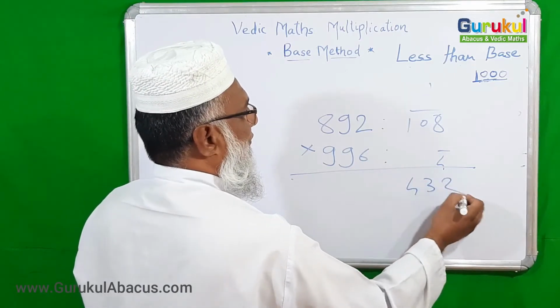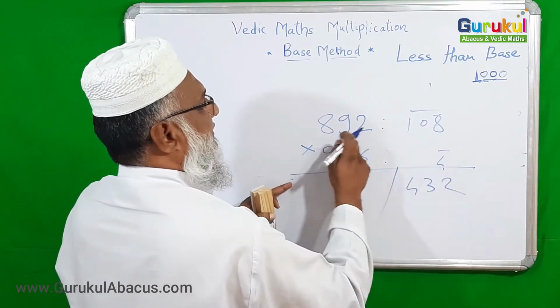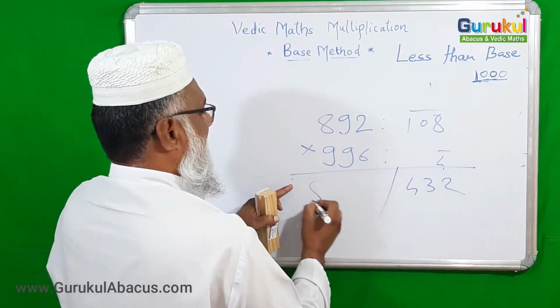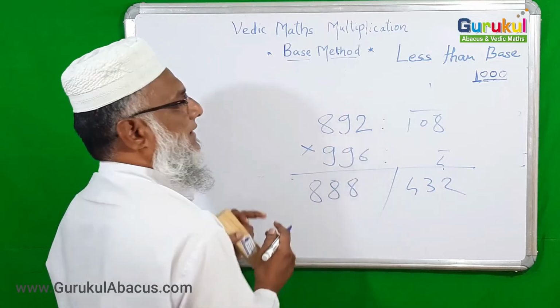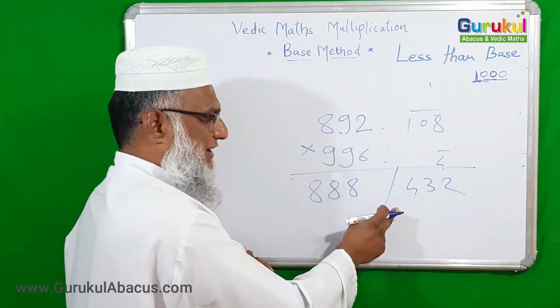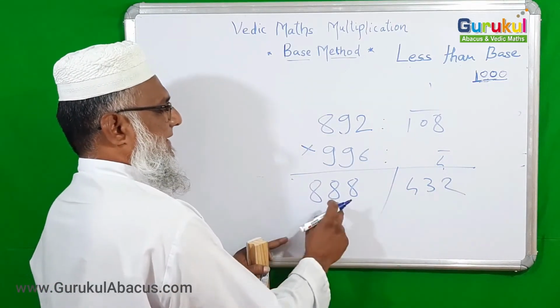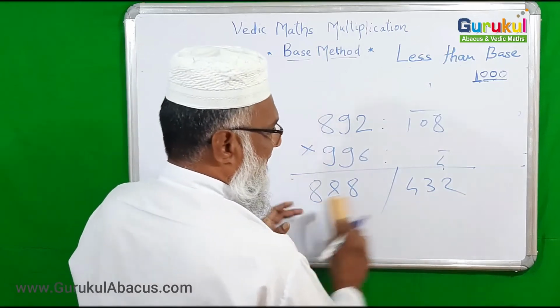432 is the right side, and the left side is what? This number minus this, 892 minus 4 is 888. Base has 3 zeros. Here also we got 3 digits on the right side. So we are not adding any zeros. You can understand yourself. It is 8,88,432.